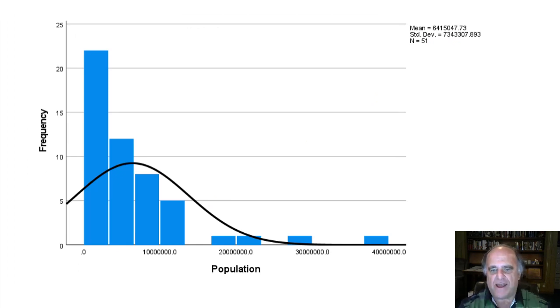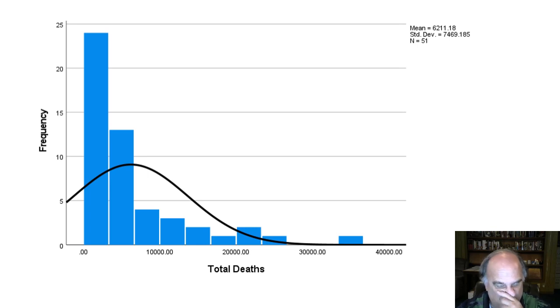This is just a histogram of the population data, and as you can see, it is quite skewed. We talked about outliers before, but the mean is pretty far to the left-hand side here. It's not a very normal distribution, and we have some outliers in this tail. This is total deaths. Now, you can see the same thing occurs with total deaths.